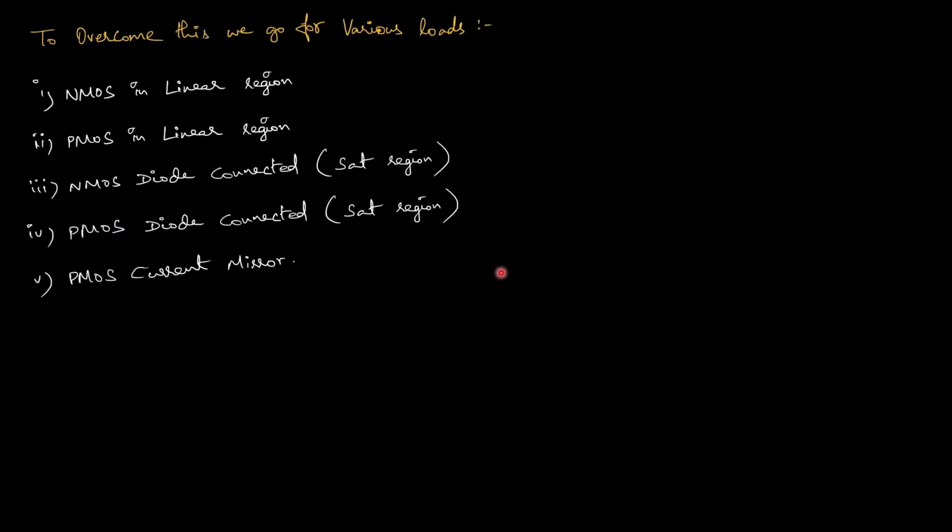To overcome this problem, analog designers replace the resistor with active loads. In the next few videos, we will study several alternatives. NMOS in linear region, PMOS in linear region, NMOS diode connected load, PMOS diode connected load, and PMOS current mirror. These active loads allow us to achieve much higher gain while consuming much smaller area. And that's exactly where our common source amplifier journey continues.